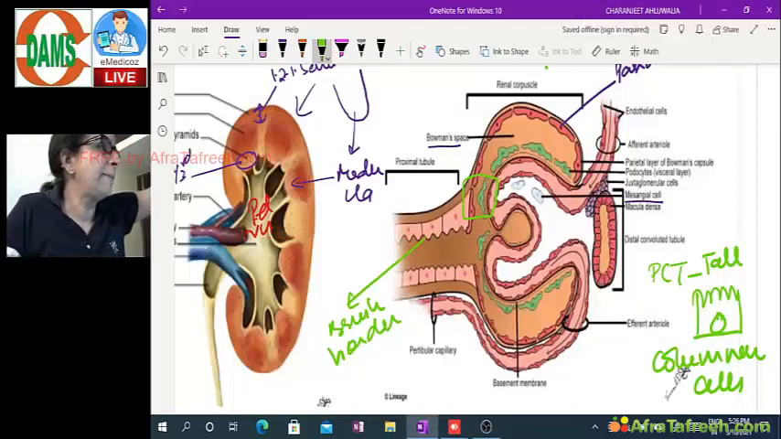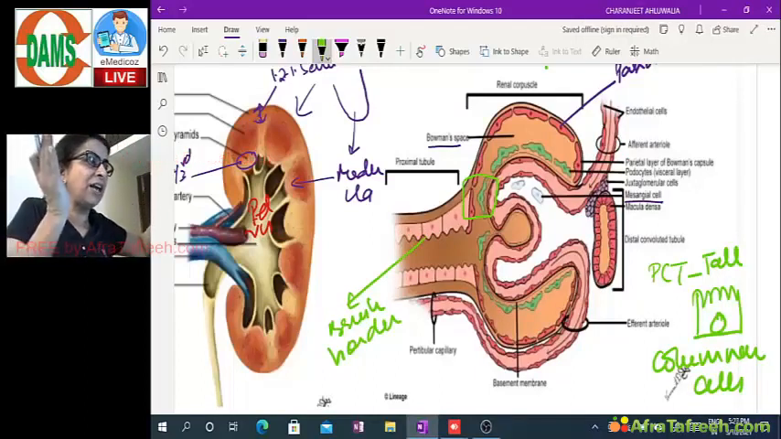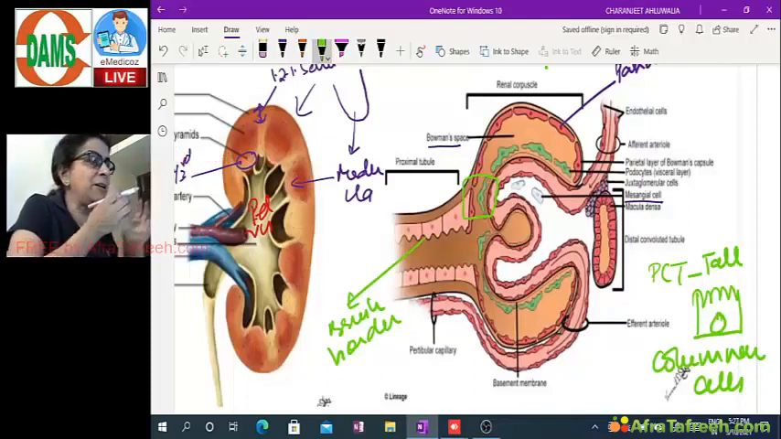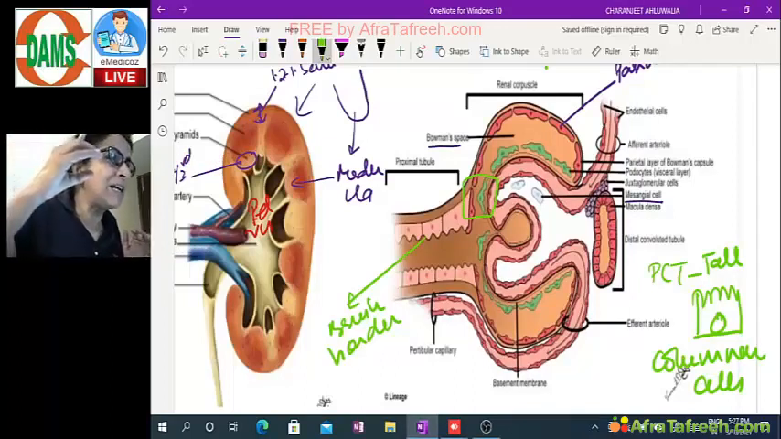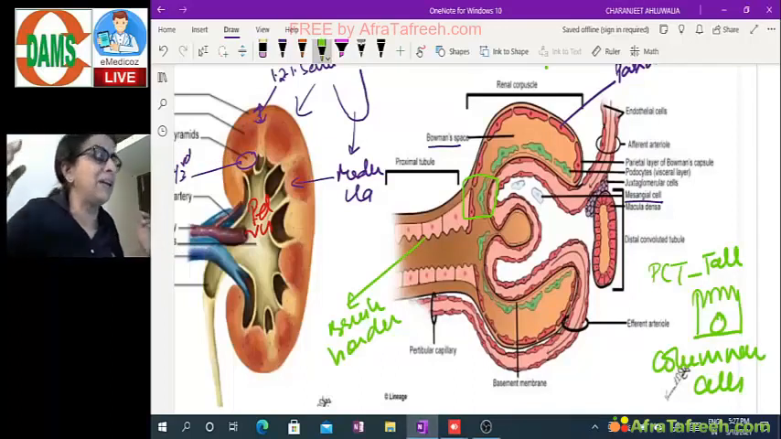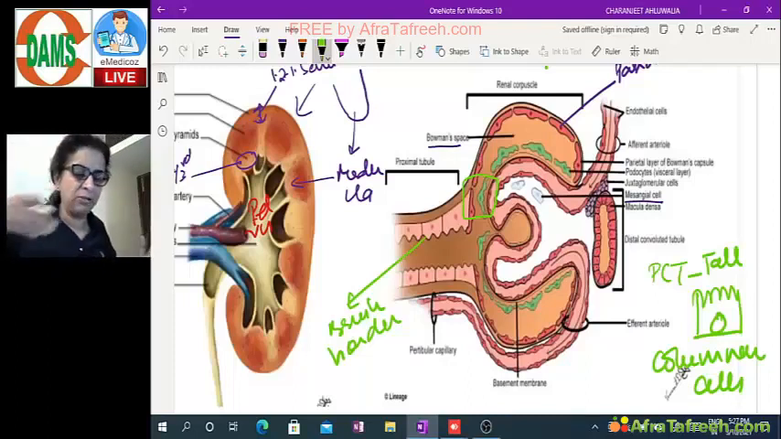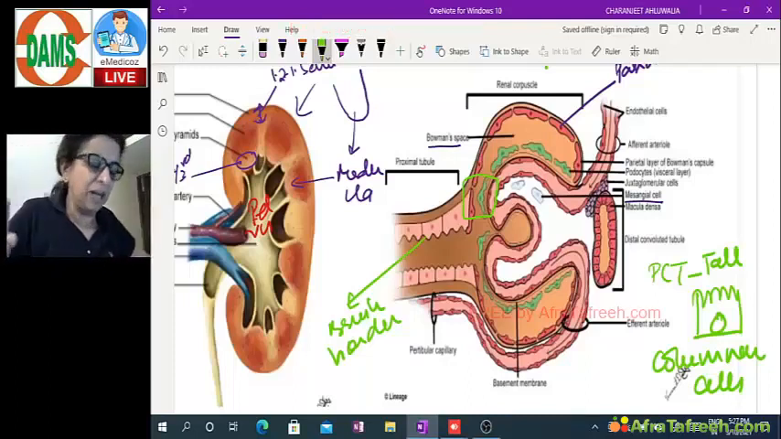So PCT has tall columnar cells. Then as you go down, the height of the cells becomes smaller and smaller. The loop of Henle is lined by flattened cells. Then the DCT is lined by cuboidal cells, and then the collecting ducts are again lined by flattened cells. So as you go down, the height of the cells becomes smaller.